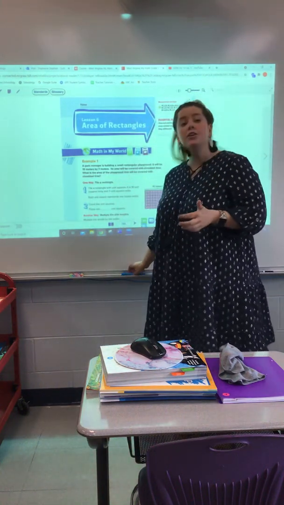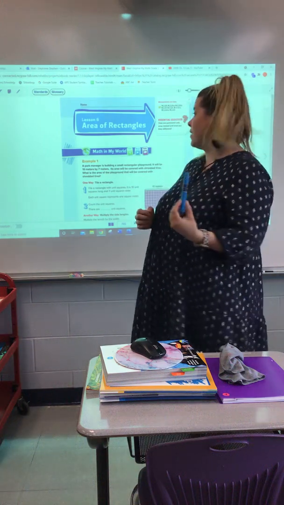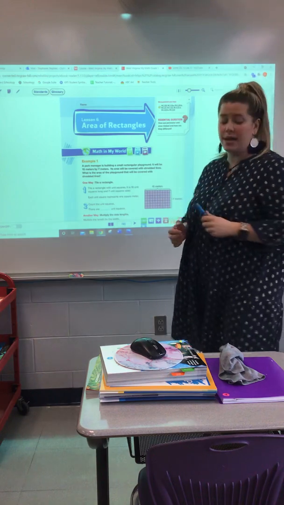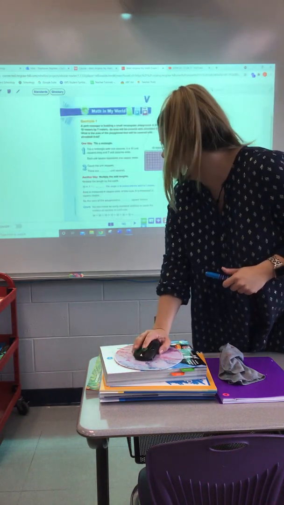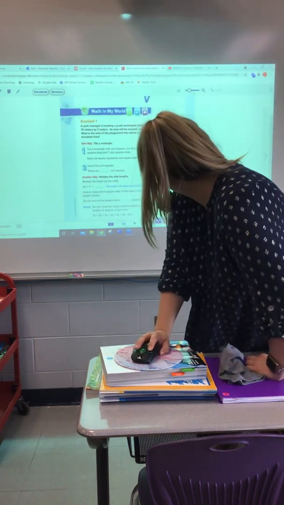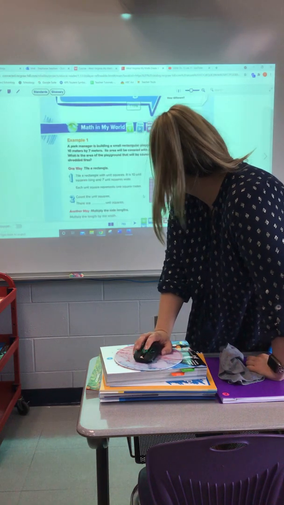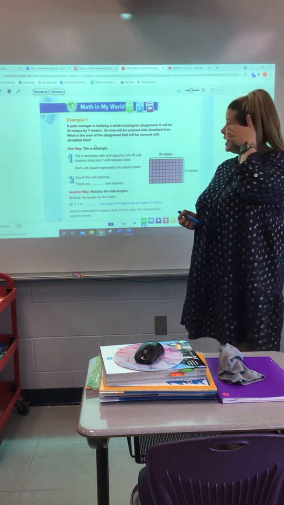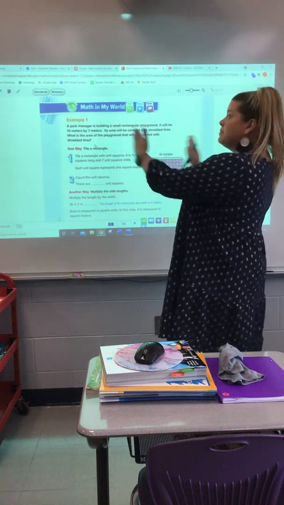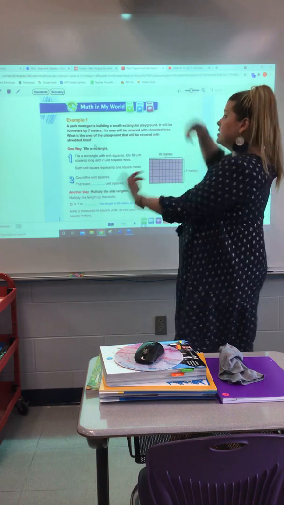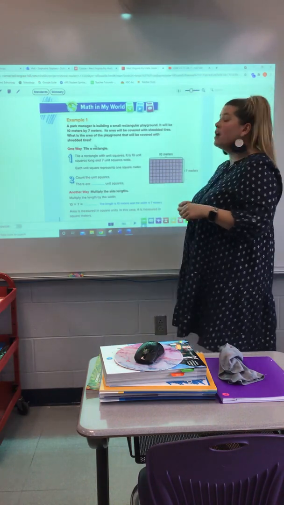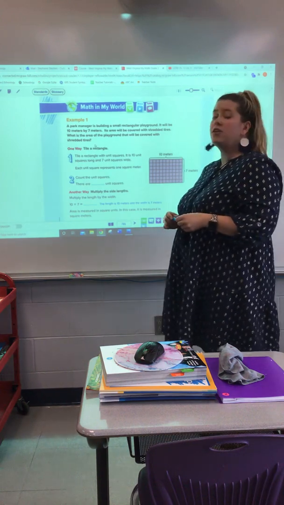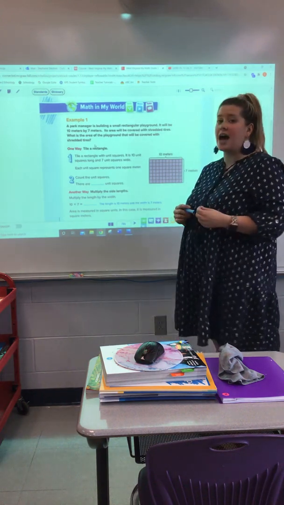In your book, you need to be on page 785, okay? Let's look at example number 1. It says a park manager is building a small rectangular playground. It will be 10 meters by 7 meters. Its area will be covered with shredded tires. What is the area of the playground that will be covered with shredded tires?